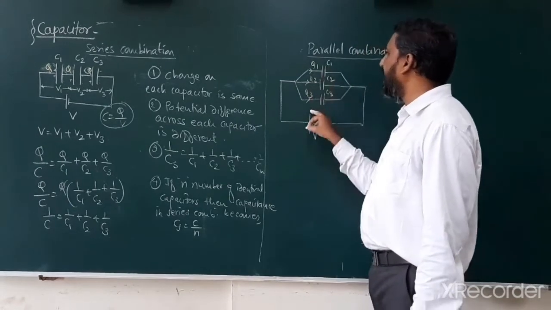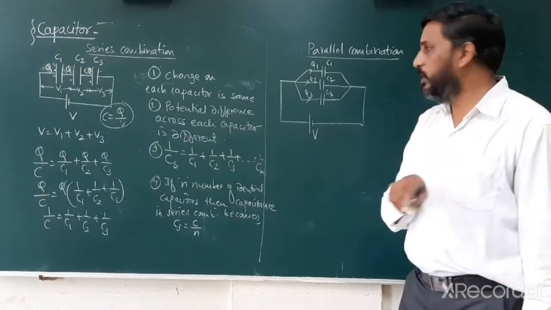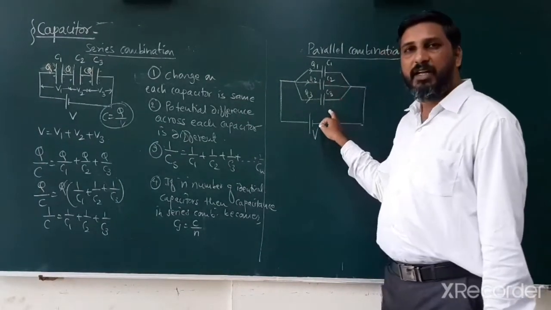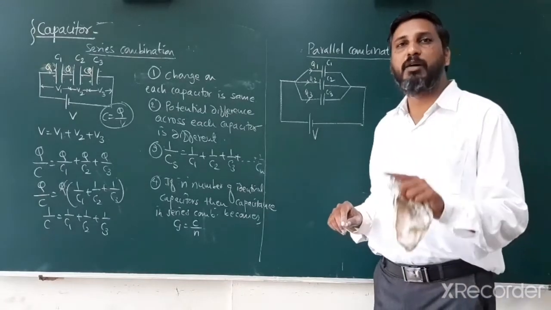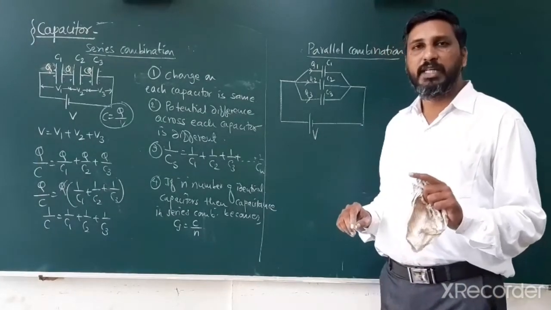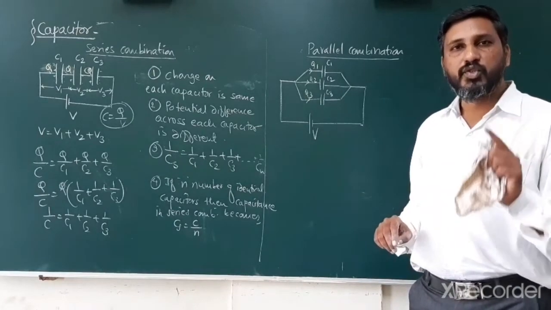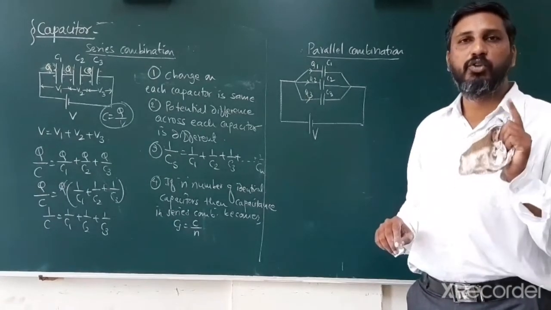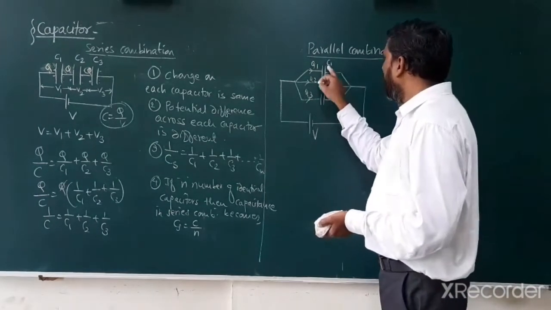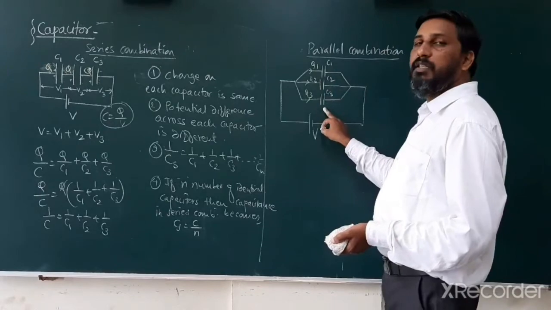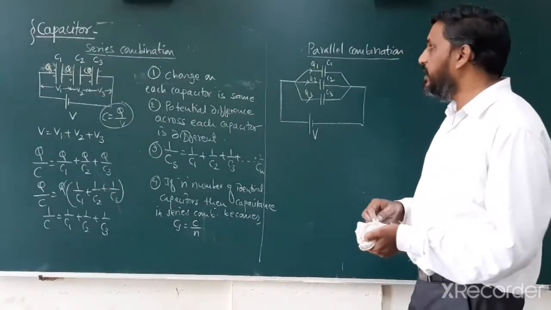Here what happens? Charge is distributed. I am not saying the charge is uniformly distributed. If all capacitors are identical, then charge is uniformly distributed. If the capacity of each capacitor is different, then obviously the charge is also distributed in a different way. It will not be distributed uniformly. But all three capacitors are connected in a parallel combination. Therefore, one thing is clear, that their potential difference is the same.